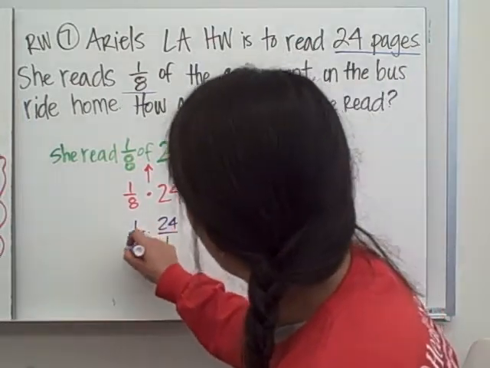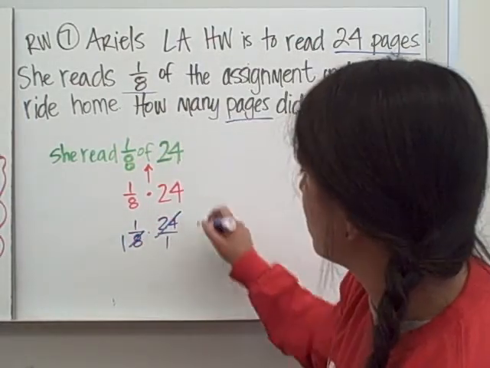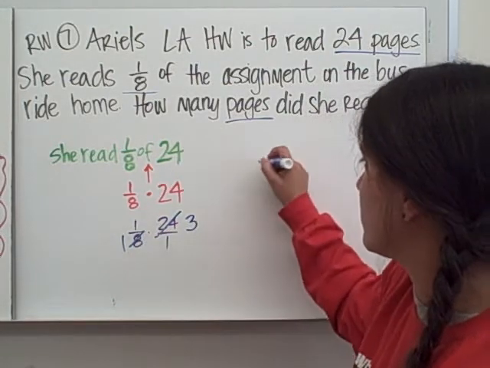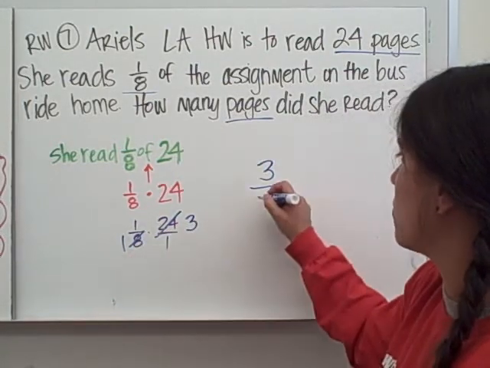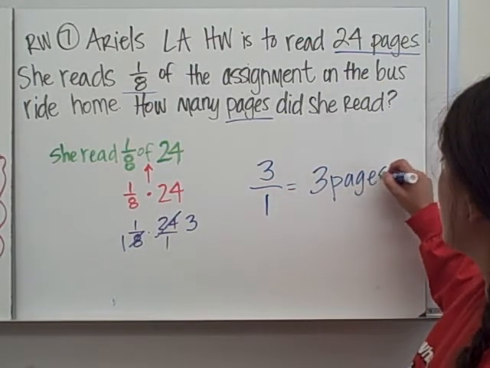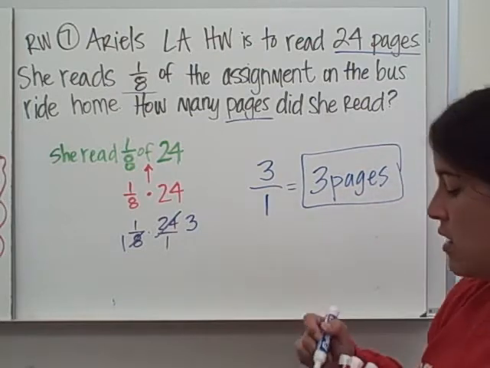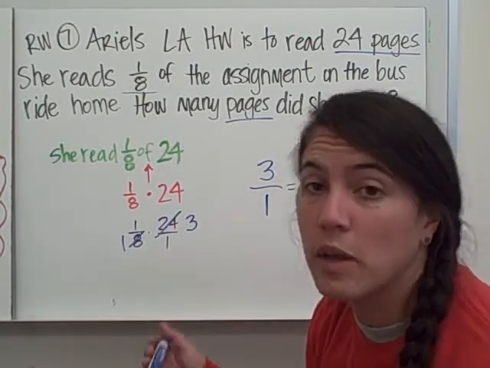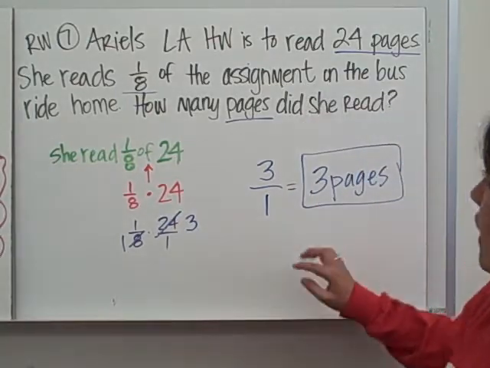What can go into 8 and 24? 8. So 8 will go into 8 one time. 8 will go into 24 3 times. And then we multiply. 3 times 1 is 3. 1 times 1 is 1. 3 over 1 is 3. So she read 3 pages on the bus ride home. And then maybe she got sick, or maybe it was too loud, or maybe she was home. That's how you work number 7.